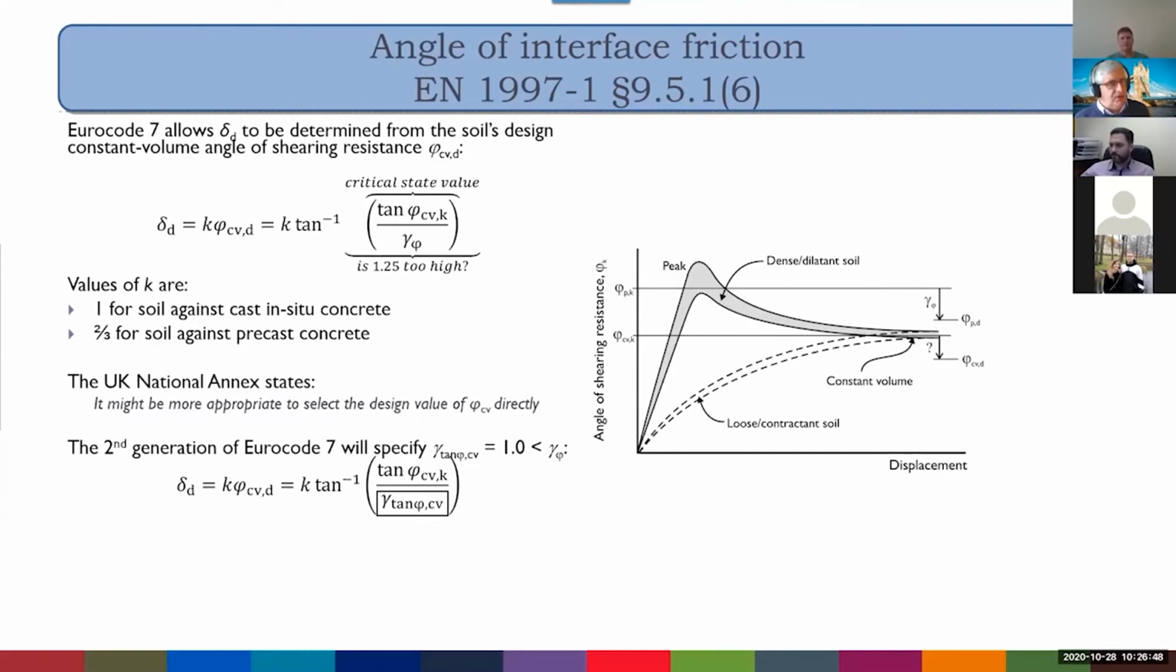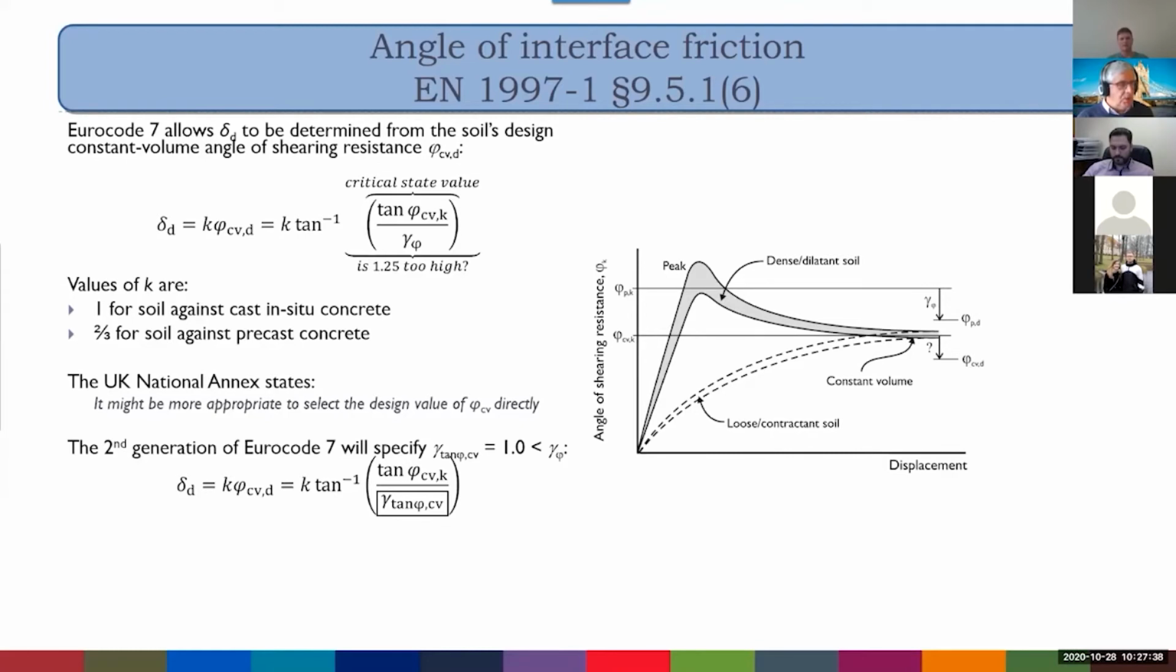should be calculated using the constant volume angle of shearing resistance, phi CV. Now, geotechnical engineers should know what that is. I suspect that many structural engineers won't know what that is unless they've done a geotechnical course during their training. The constant volume angle of shearing resistance is the angle of shearing that you get when the soil, at large strain, is no longer expanding or contracting. So it's constant volume. It's also known as the critical state angle of shearing resistance, which is a theory developed at the University of Cambridge in England and has been widely adopted in many other practices.